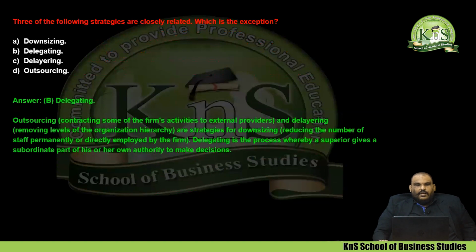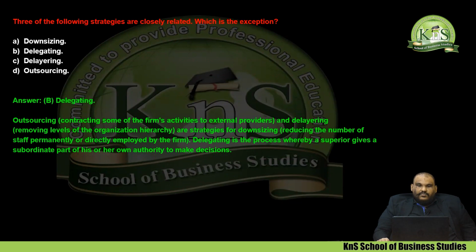Three of the following strategies are closely related. Which is the exception? Downsizing, delegating, delayering, and outsourcing. Now, one of them is the odd one out. Okay? One of them is the odd one out. Which one is it? It is delegating. But sir, isn't delegating the same as outsourcing? Well, let's take a look.